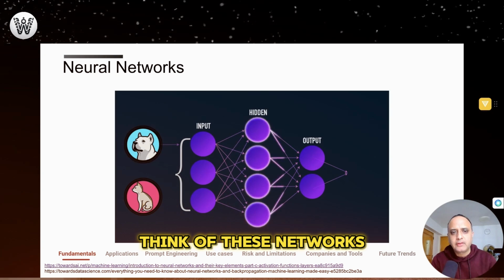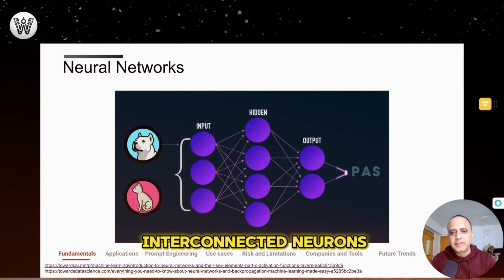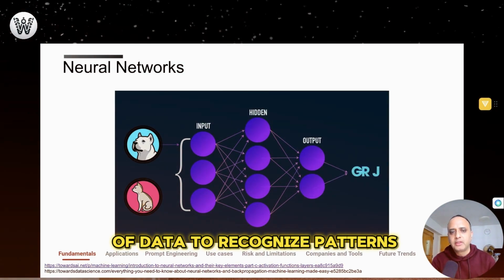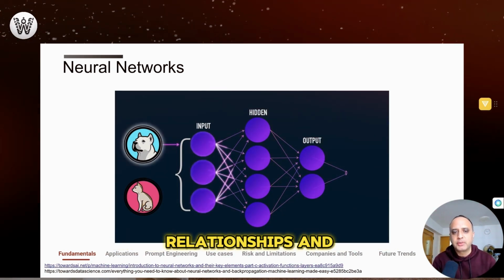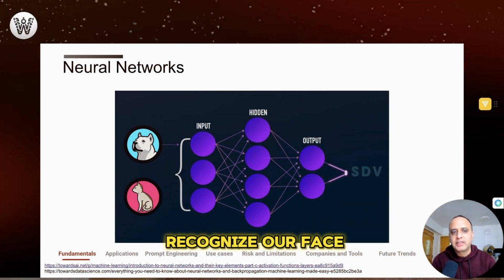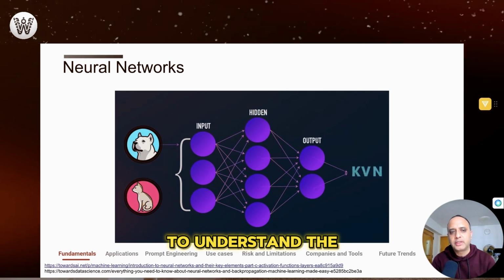So essentially, think of these networks as digital counterparts to a human brain with interconnected neurons. And these networks get trained on vast amounts of data to recognize patterns, relationships, and nuances. Just as our human brain learns to recognize a face after seeing it multiple times, neural networks learn from data to understand the world around them.